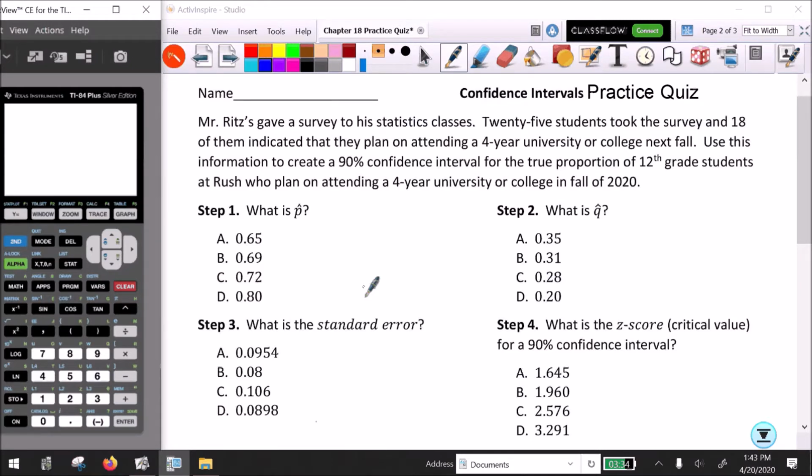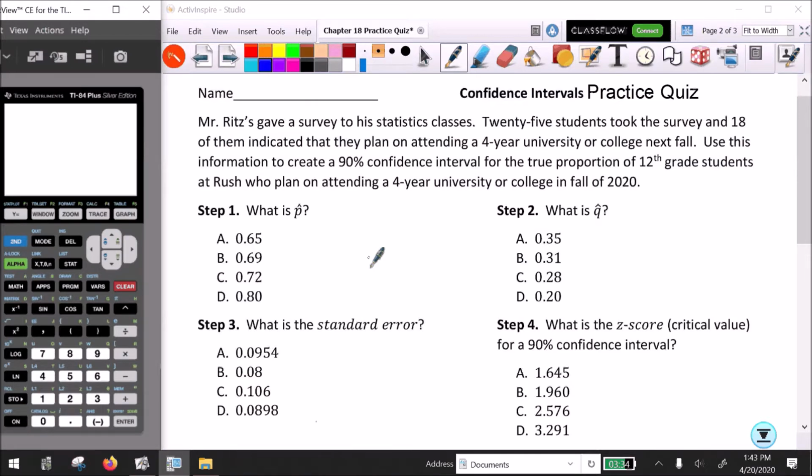So in this problem, it says that I gave a survey to my statistics classes, and 25 students took the survey, and 18 of them indicated that they plan on attending a 4-year university or college in the fall of next year. Use this information to create a 90% confidence interval for the true proportion of 12th grade students at Rush who plan on attending a 4-year university or college in the fall of 2020.